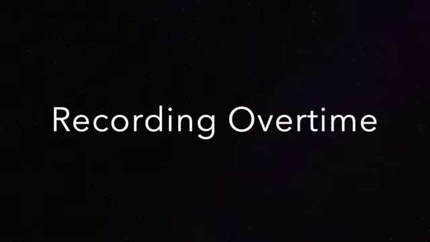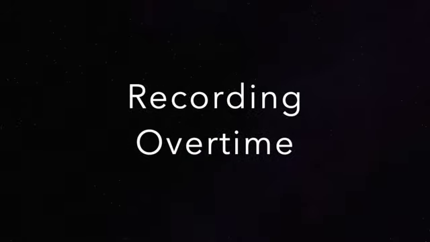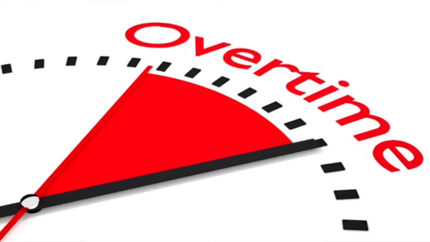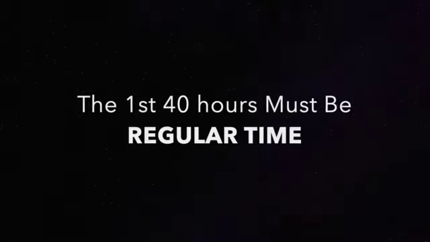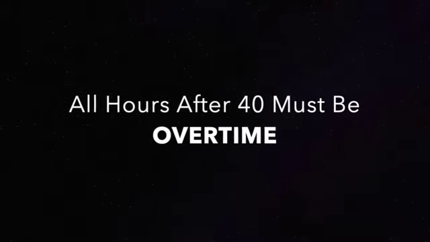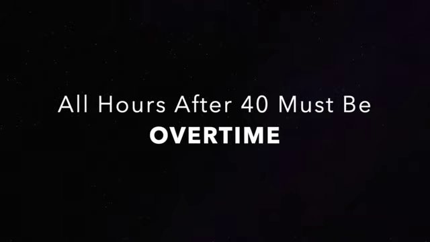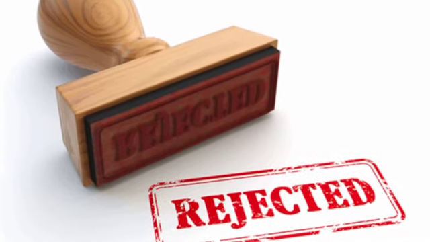First, for hourly employees, you may occasionally work more than your regular 40 hours a week. For those extra hours, you're entitled to overtime pay. But the first 40 hours of any week must be entered as regular time, and all hours after that first 40 must be entered as overtime. If you enter any hours in overtime before you've recorded that first 40 of regular time, or you've entered time over 40 hours as regular time, your timesheet will be rejected.